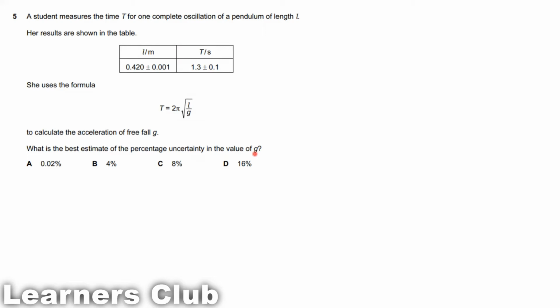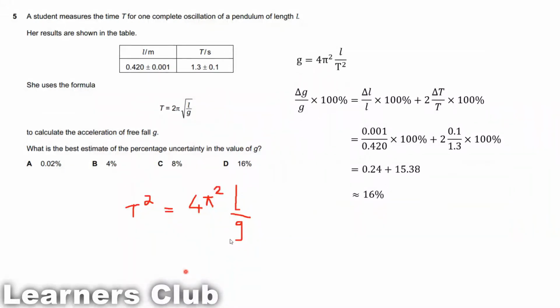First thing we have to do is make g the subject. So what I can do is I can square this term. So when I square this term, I get t square is equal to 4 pi square L over g. Then I can take this g to the left side, take this t squared to the right side. So I'll get my g as g is equal to 4 pi square L over t square.